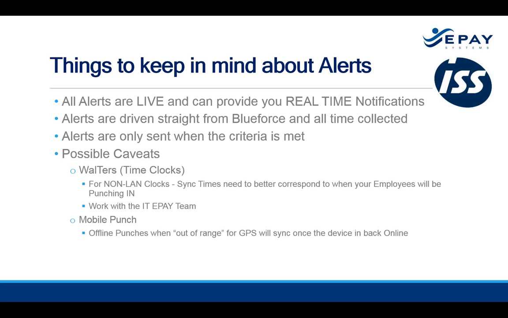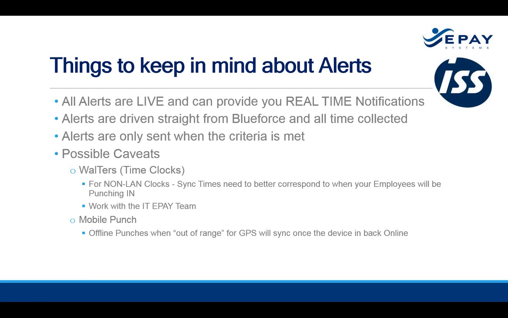Also, the mobile punch. If for some reason you go out of range, let's say you go to the middle of nowhere, middle of the desert, whatever it may be, and your phone goes offline and cannot get a cell signal, the system will let you still punch into the system. But keep in mind, when you punch in, it's going to be recorded on the actual device, which is your phone, and will sync back once you get back into civilization and you actually have a signal again.